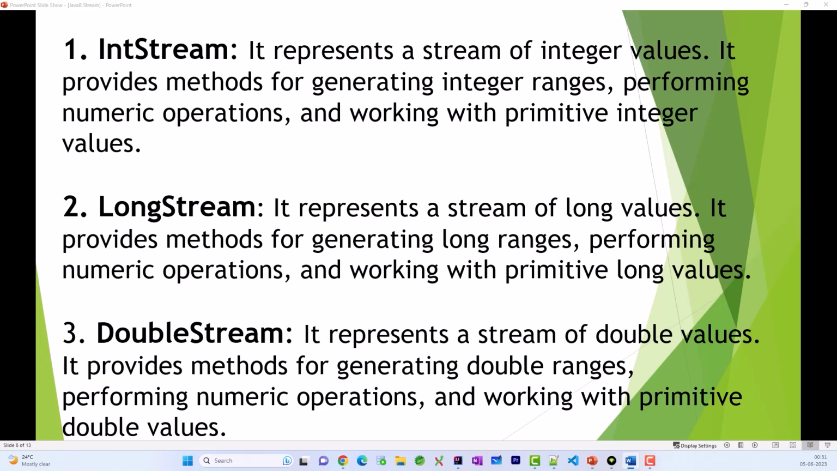LongStream is going to represent a stream of long values. Again, it has a number of methods to process them. And the last one is DoubleStream. So DoubleStream is going to represent a stream of double values. Again, we have methods to perform numeric operations on double primitive values.